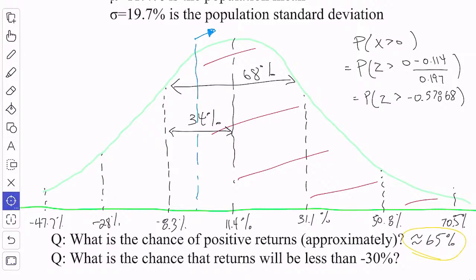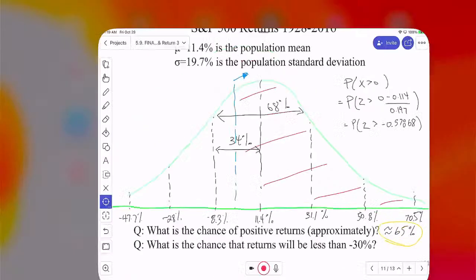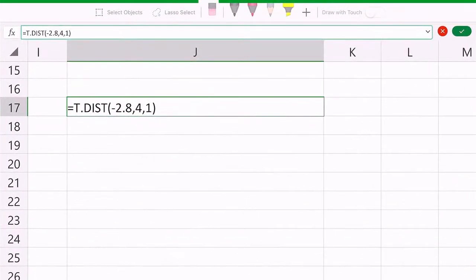So what I did here is I asked the question, what's the probability that the variable is greater than 0 or positive? Then I standardized it with the mean and standard deviation, and I can look this up in Excel. Now Excel gives you the left side, so we'll have to account for that. So the number is negative 0.57868. Let's go to Excel.